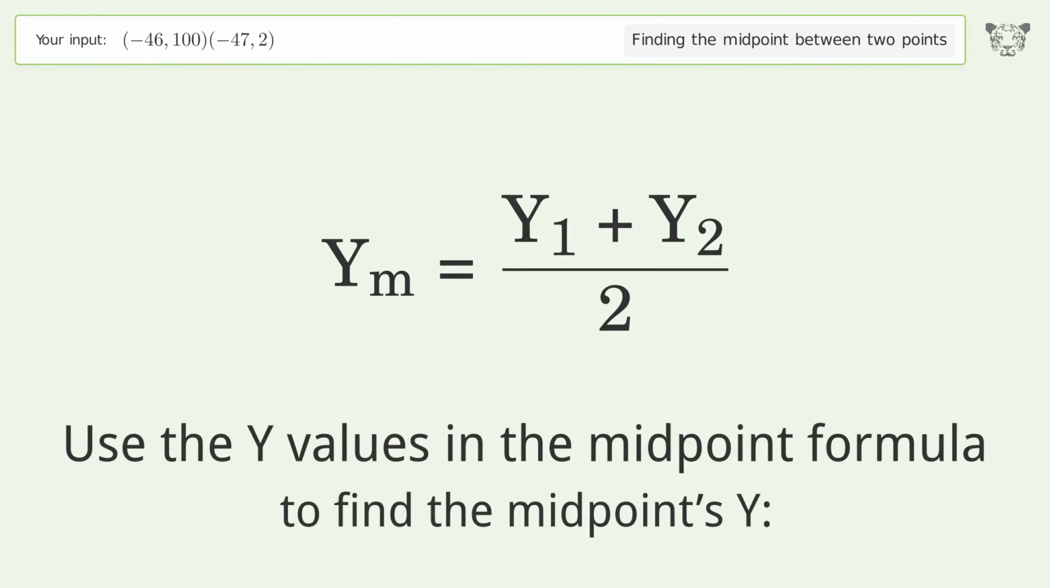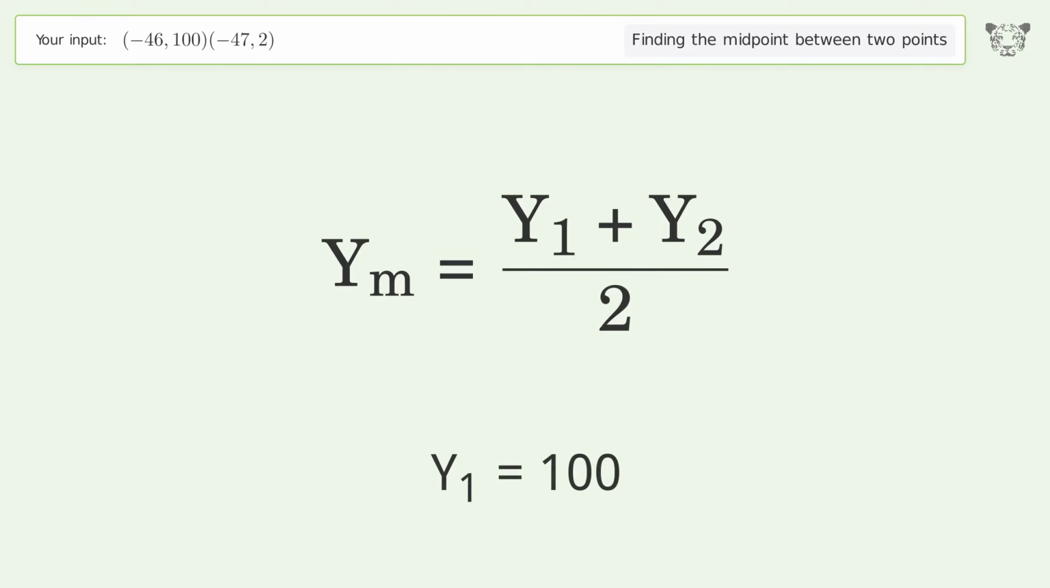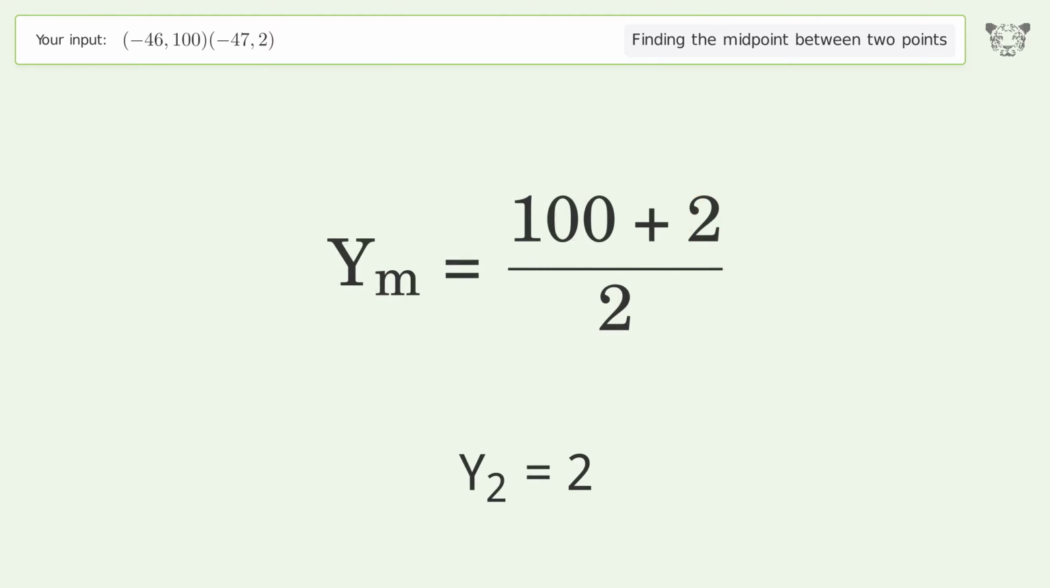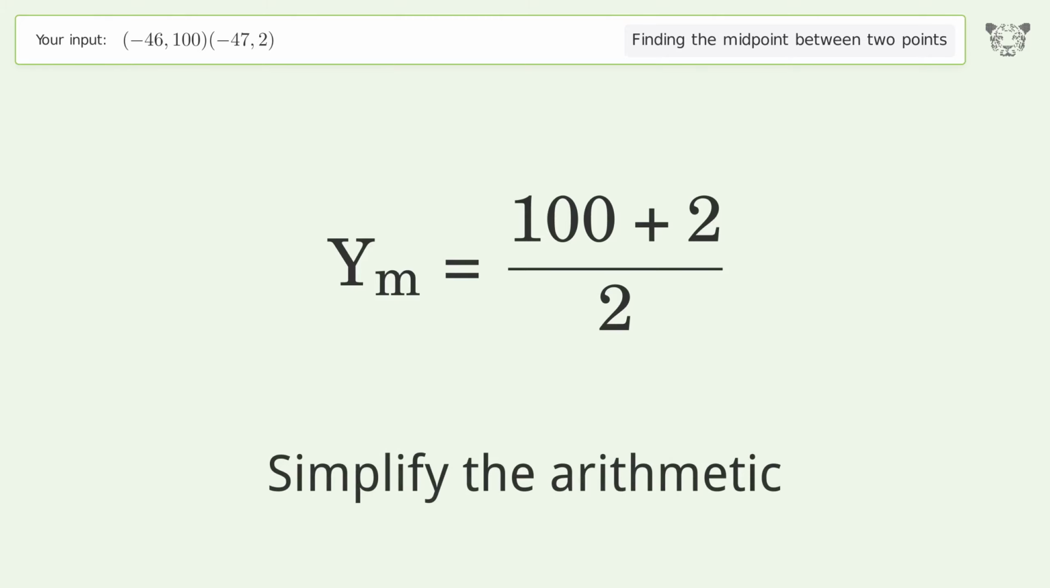Use the y values in the midpoint formula to find the midpoint's y. y1 equals 100. y2 equals 2. Simplify the arithmetic.